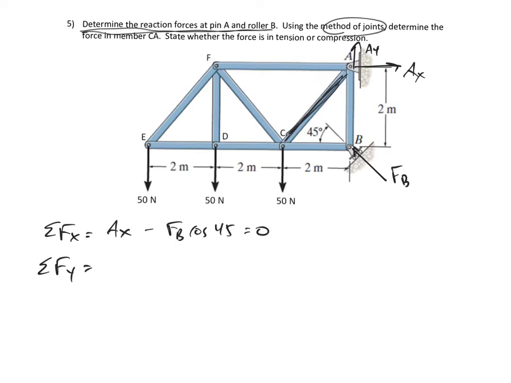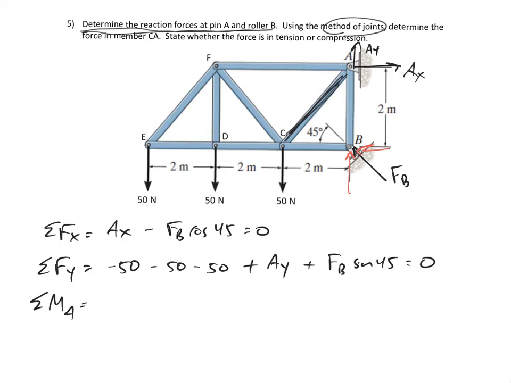Summing the forces in Y. All right, I've got negative 50, negative 50, negative 50. And then I've got, the way I drew this, positive AY. And let's not forget about this positive FB sine 45, because this F has an F in the Y and an F in the X. Set that equal to 0. Still don't have one equation with one unknown, but if I sum the moments about A, then I could get that one equation, one unknown.